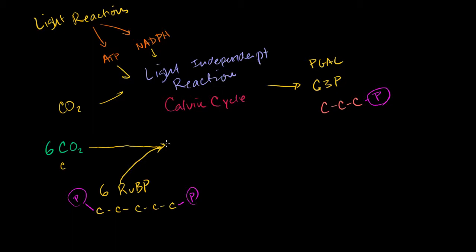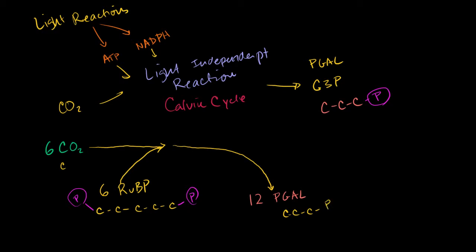These two react together, and this is a simplification. There's a lot more going on here, but I want you to get the big picture. They form 12 molecules of PGAL, phosphoglyceraldehyde, or glyceraldehyde 3-phosphate, which has 3 carbons and a phosphate group.